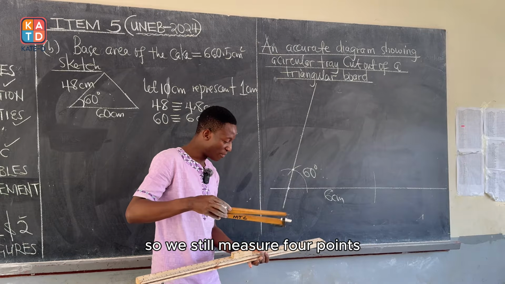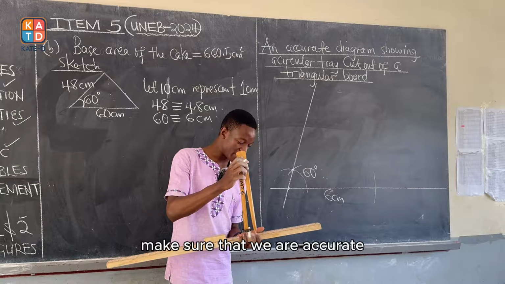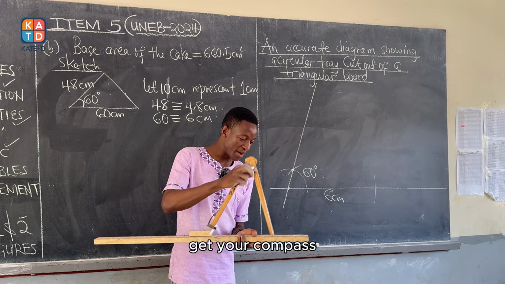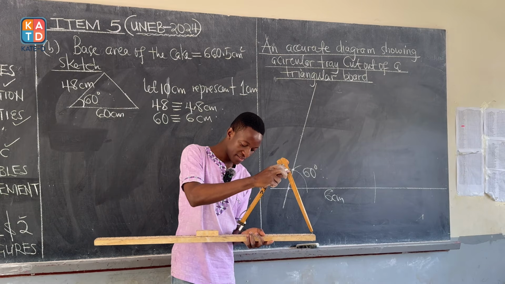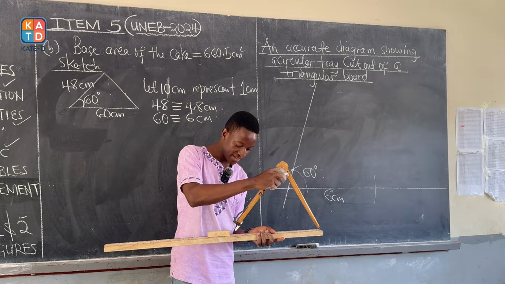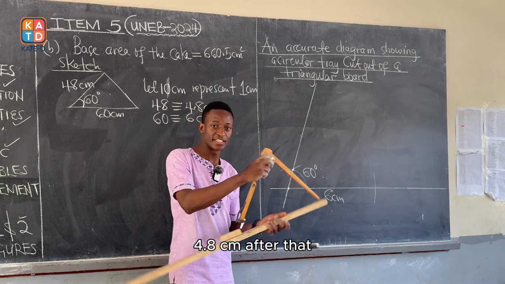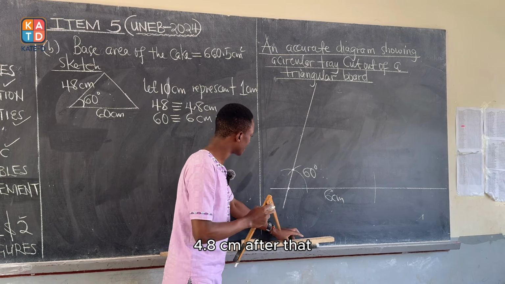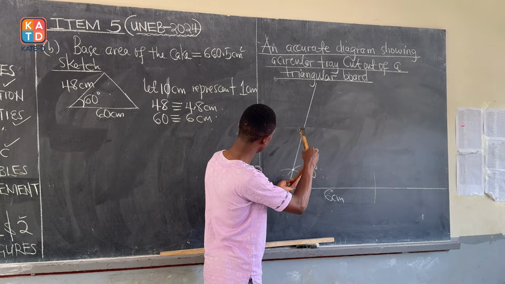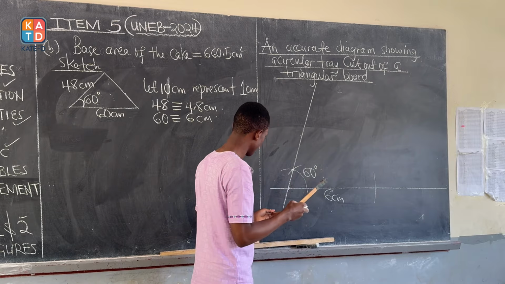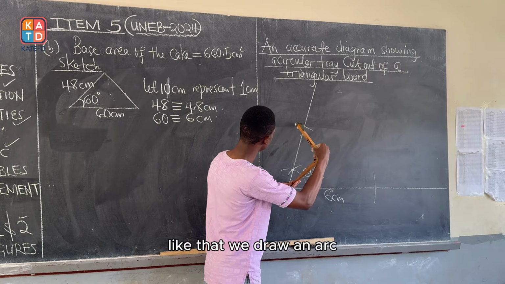So we still measure 4.8. Make sure that we are accurate. Get your compass, put it on the ruler, then measure 4.8 centimeters. After that, we are now going to have it like this. Like that, we draw an arc.